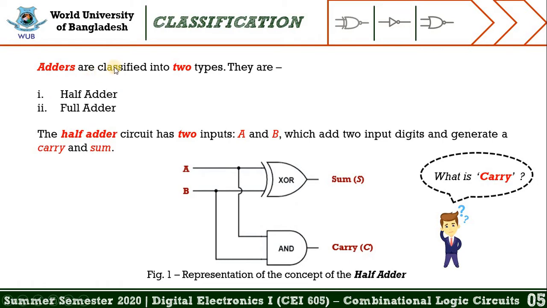From this slide we may learn the classification of adders. Adders are classified into two types: one is half adder and another one is full adder. Let's start with the concept of half adder. The half adder circuit has two inputs, A and B, which add two input digits and generate a carry and sum. Figure 1 represents the concept of half adder. We already know that half adder has two inputs, A and B, and produces two parameters: sum and carry.